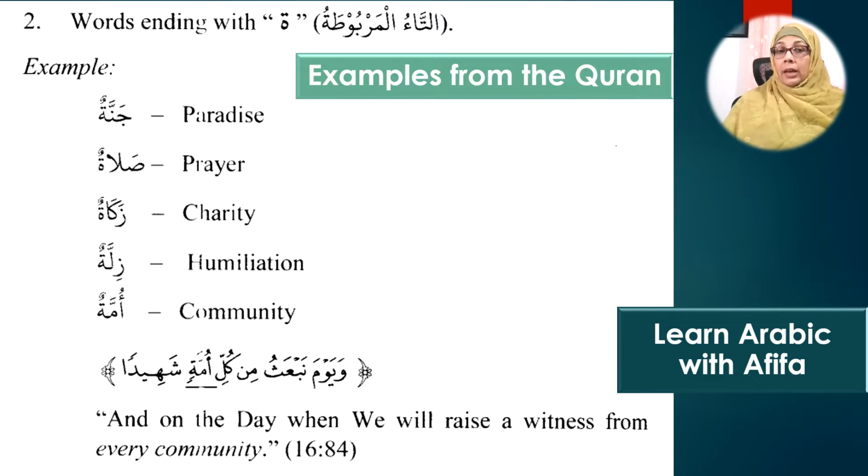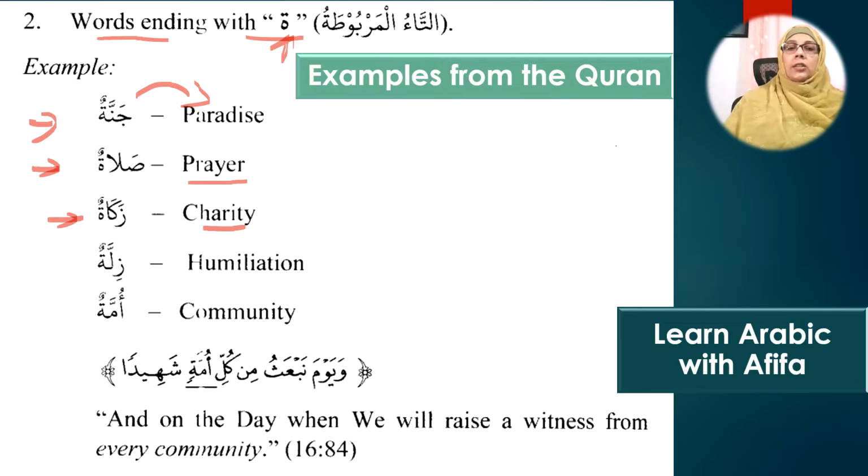And in the last lesson, I covered with you that certain words end with the ta marbuta. And I said that this ta marbuta can be a sign of the feminine gender. So let's go over this vocabulary list to cover that. Jannatun is paradise. Salatun is prayer. Zakatun is charity. Zillatun is humiliation. Ummatun is community. And that's the word we're going to study in this verse over here.